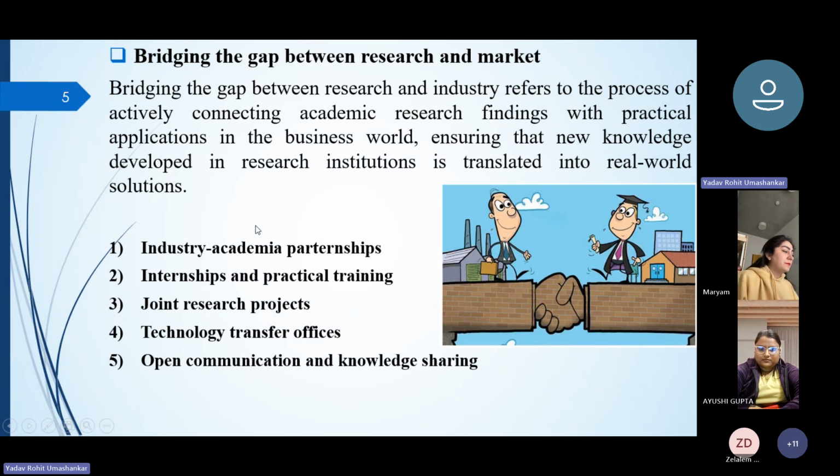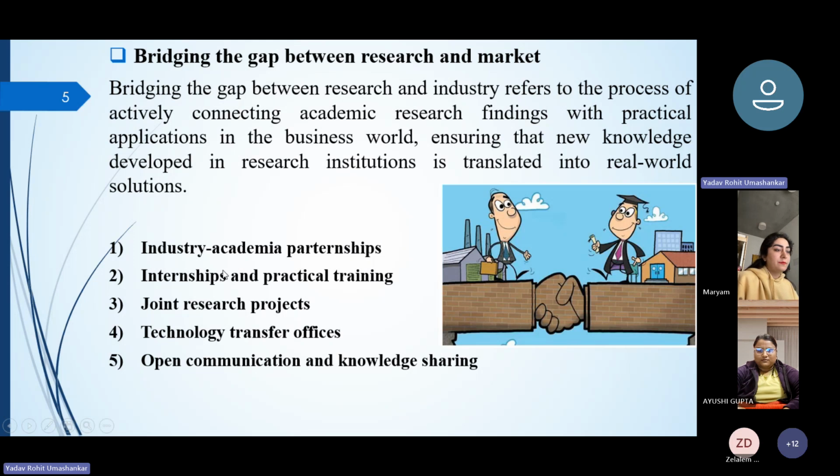So basically in research institutions, there are several projects run by the professors and other project staff, in which they work on certain projects which are given by industrial people. So they have some partnership with them. This is a very basic requirement if you want to bridge the gap between research and industry. The other thing is internships and practical training.